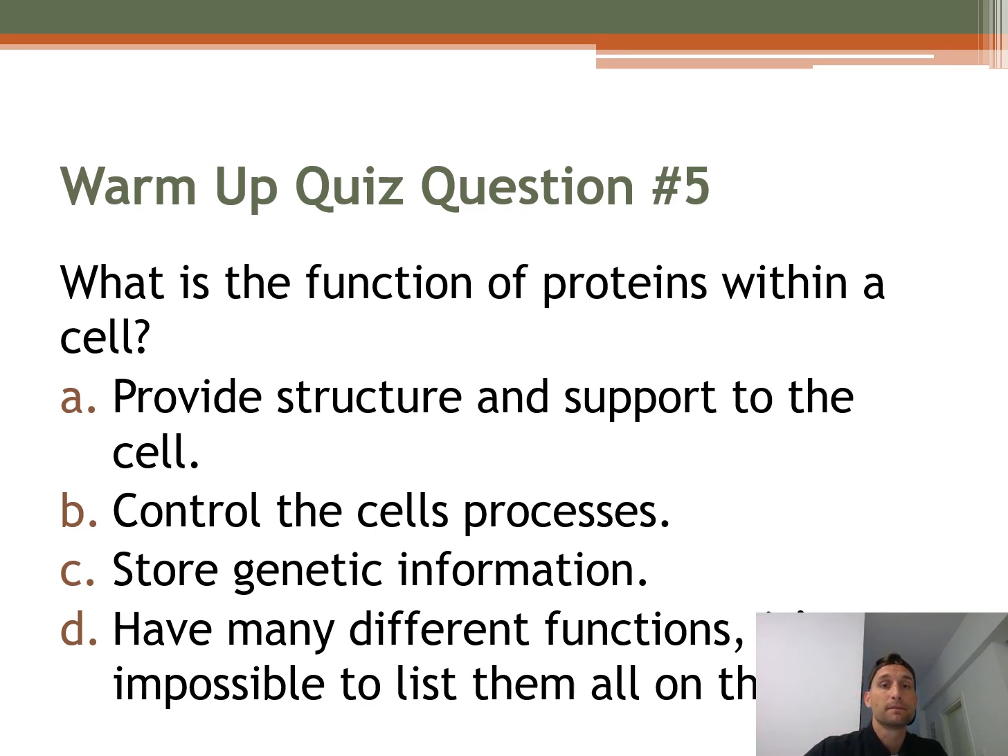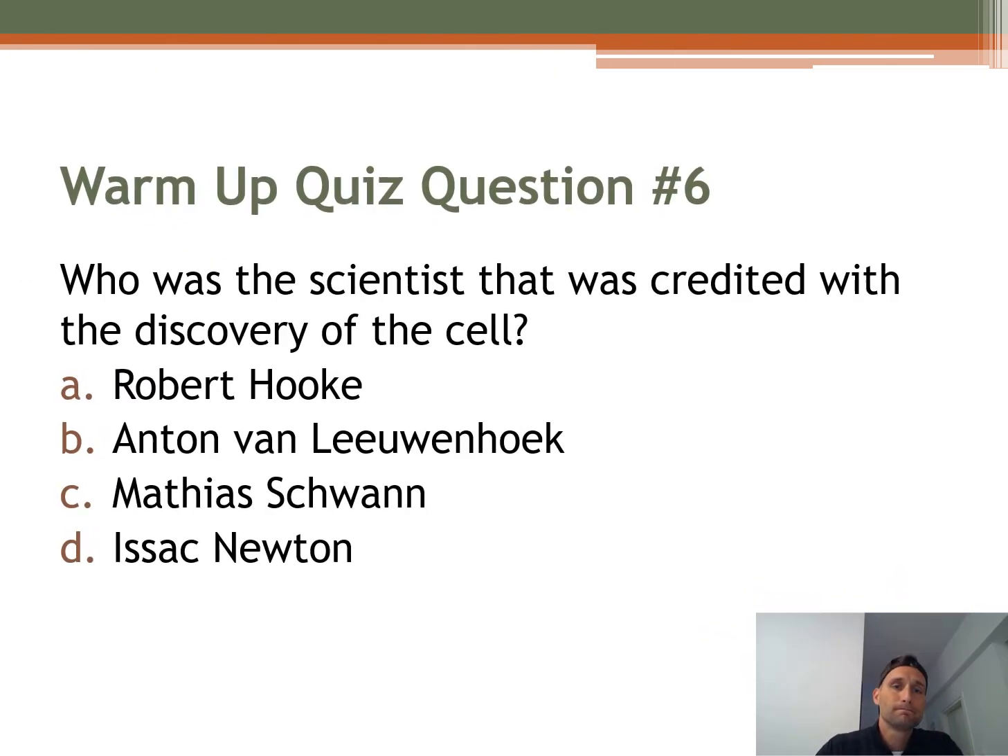We're moving on to number 6. Who was the scientist that was credited with the discovery of the cell? Is it A, Robert Hooke, B, Anton van Leeuwenhoek, C, Matthias Schwann, or D, Isaac Newton? That is our final warm-up question, our self-check quiz. I'll put the answers up in a second and we'll go over them very quickly. If you need more time for this one, please pause.